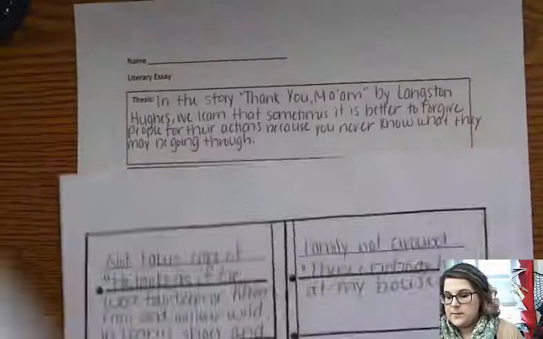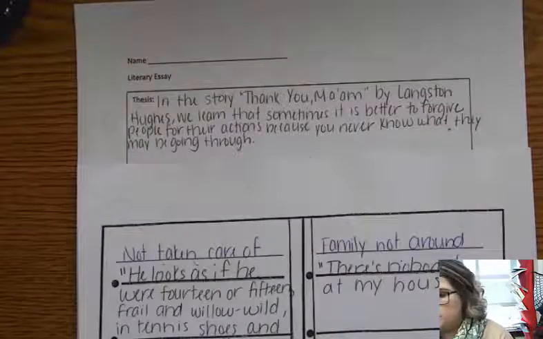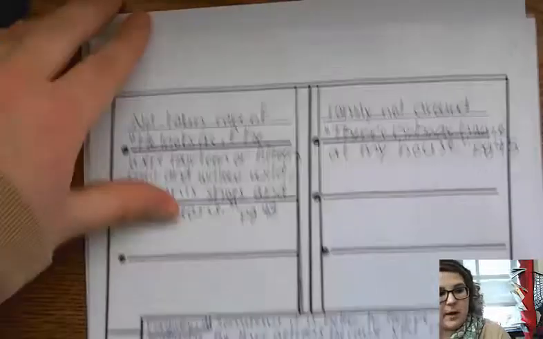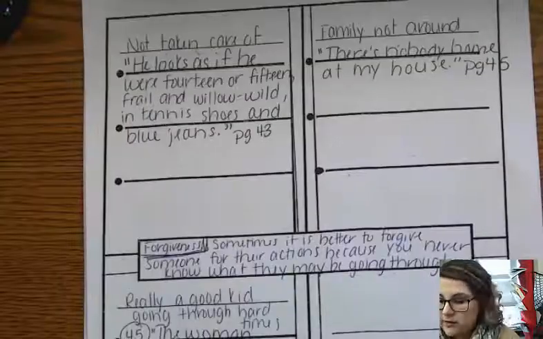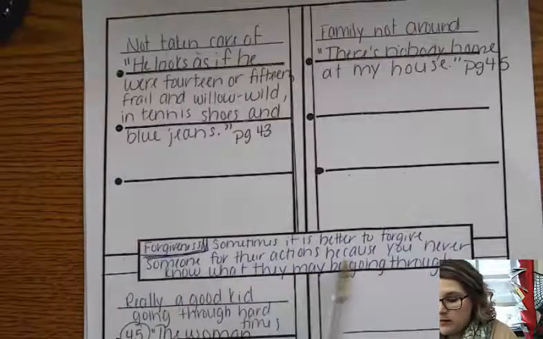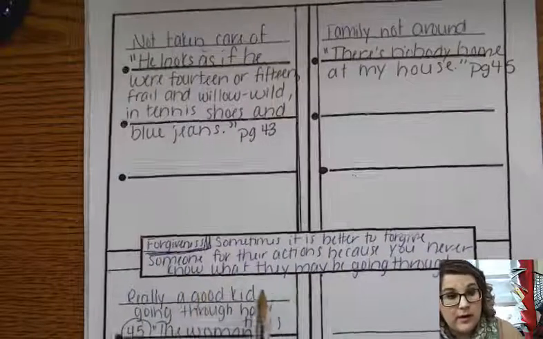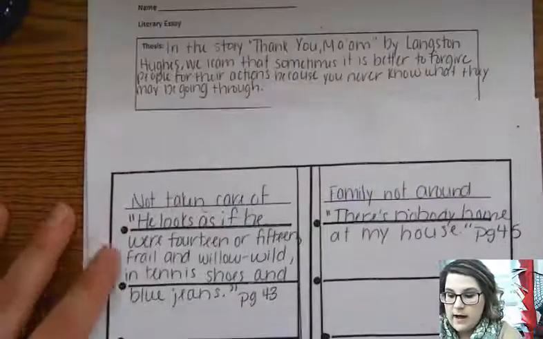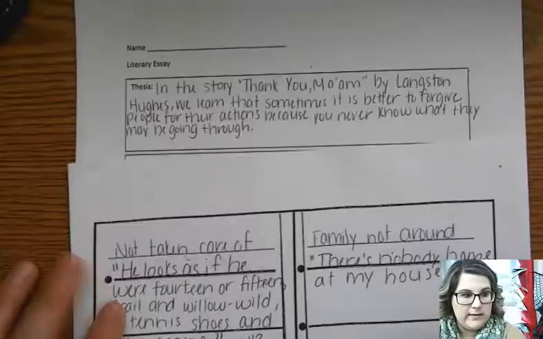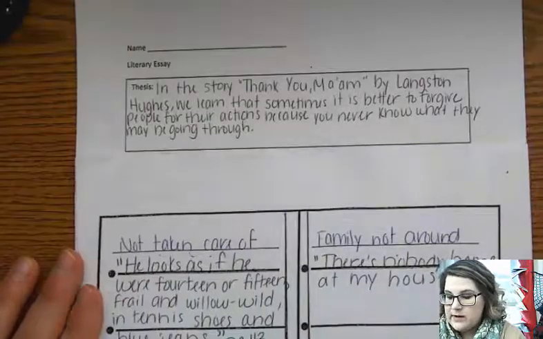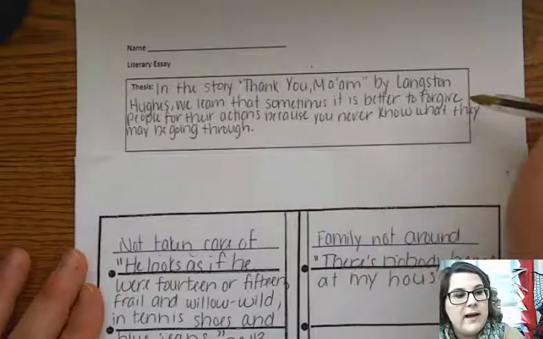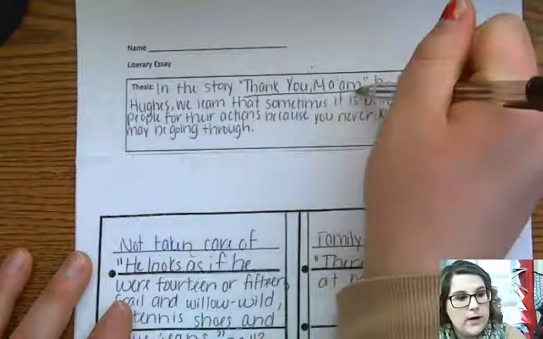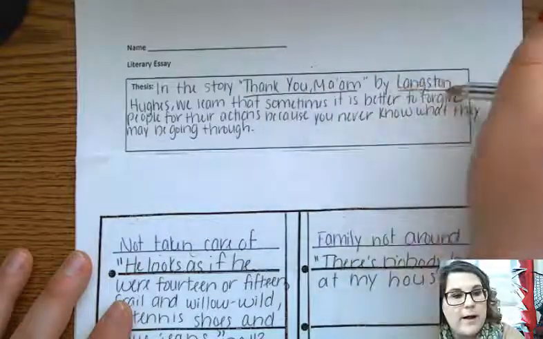So here, for writing my thesis, if you notice in my box it says, sometimes it is better to forgive someone for their actions because you never know what they may be going through. So there's really only one thing that we need to add to this. The rest we're just going to be copying right down. What I notice is if my thesis is in an introduction paragraph, I need to tell my readers what story I'm writing about, and I need to tell them who my author is.